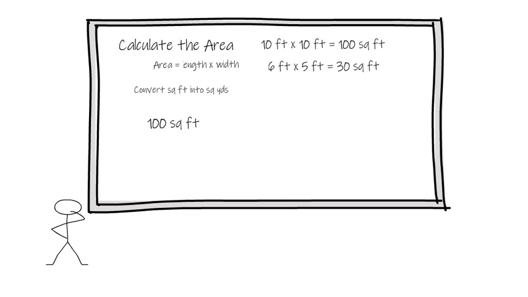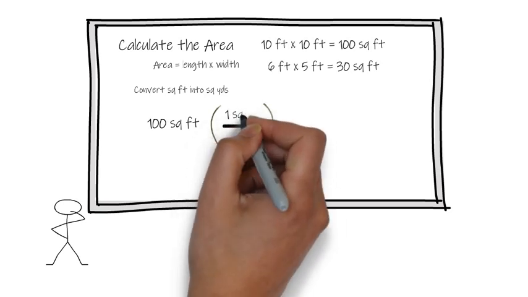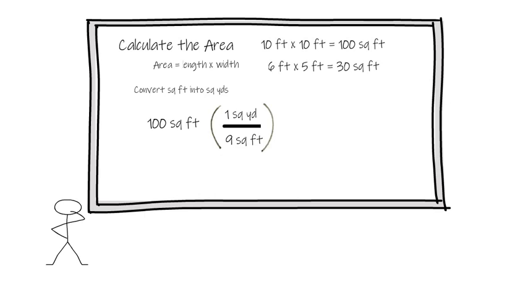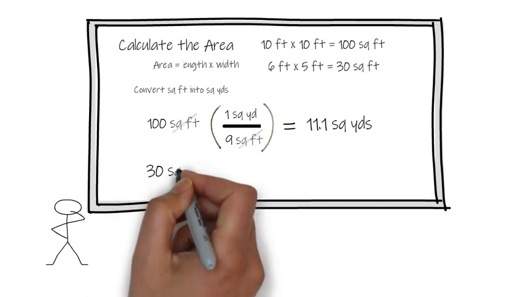So when I take my 100 square feet, I get my conversion factor that 1 square yard is equal to 9 square feet. And I want to put it so that my units will be able to cancel out. And when I do that, my square feet cancel out and I'm able to calculate that number, and I get 11.1 square yards.